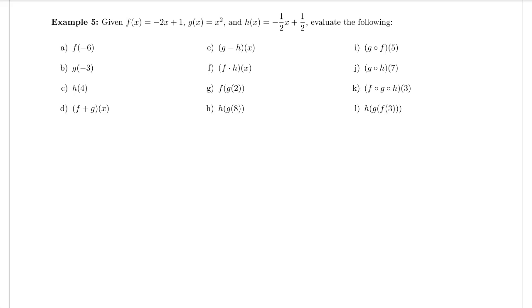Example 5 says, given that f of x is equal to negative 2x plus 1, g of x is equal to x squared, and h of x is equal to negative 1/2 x plus 1/2, evaluate the following expressions. In part A, we want to evaluate f of negative 6. So anywhere I see an x inside my f function, I'm going to replace it with a negative 6. And we want to simplify this. Negative 2 times negative 6 is positive 12, plus 1 is equal to 13.